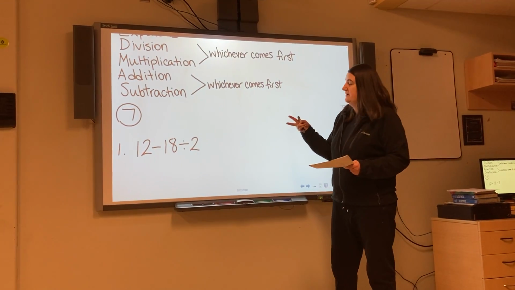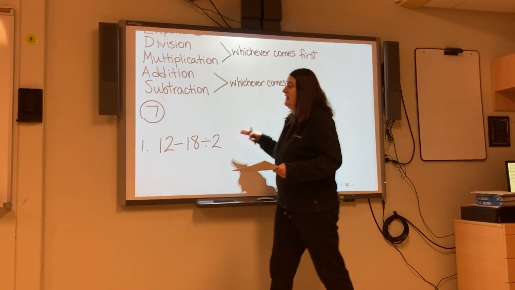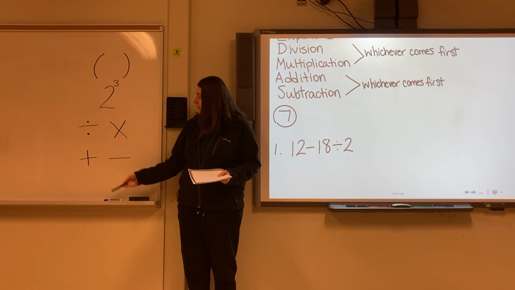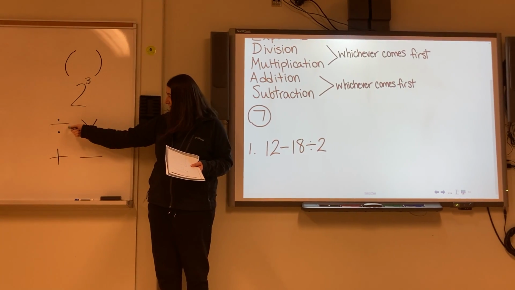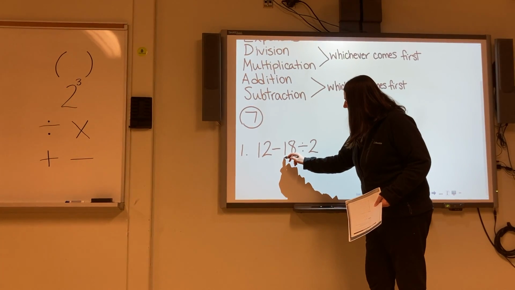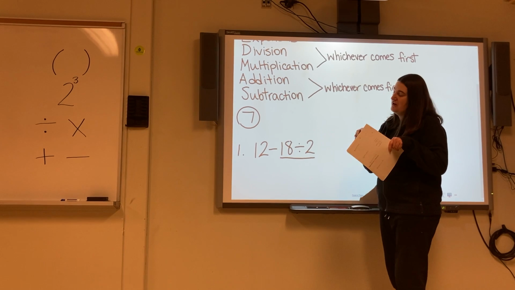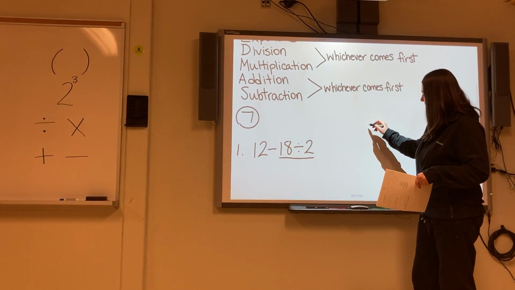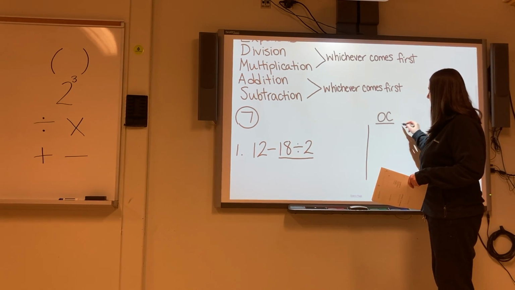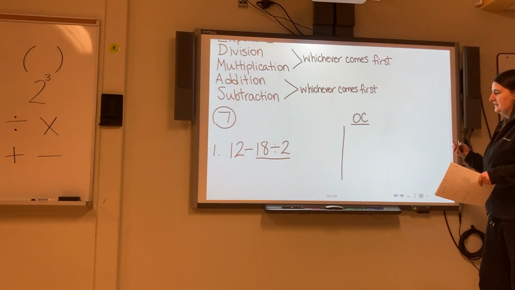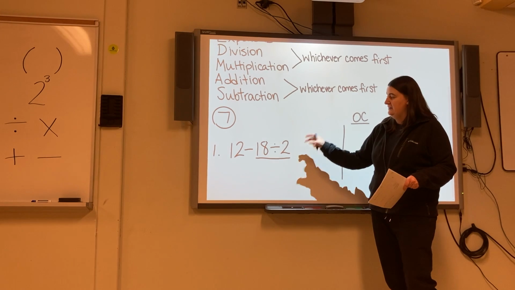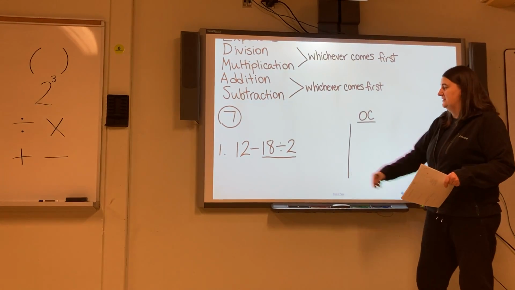So I have 2 different calculations, and according to BEDMAS, I have a minus and a divide. Which one comes first on the totem pole? The divide. So I have to do that one first. The easiest way to do this is if you underline the thing that you're working on right now. So I'm only doing 18 divided by 2. So over on the other side of my page, I do an outside calculation. I have to make sure that I have enough room over here to be able to do the calculations that I need to answer the questions.